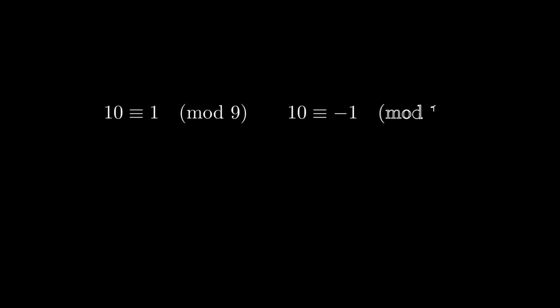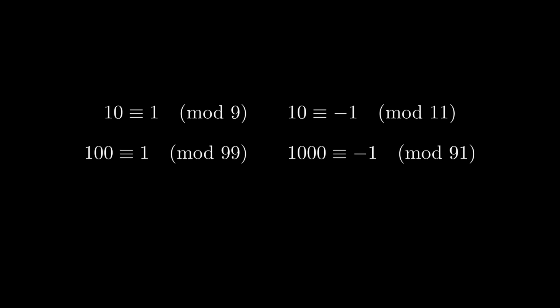Step back, and there is really one central idea in this video. 10 is 1 mod 9 and minus 1 modulo 11, 100 is 1 mod 99, and 1000 is minus 1 modulo 91.